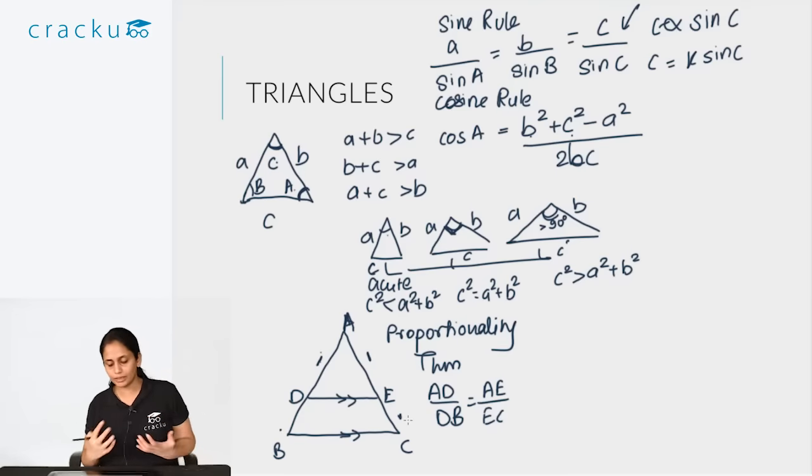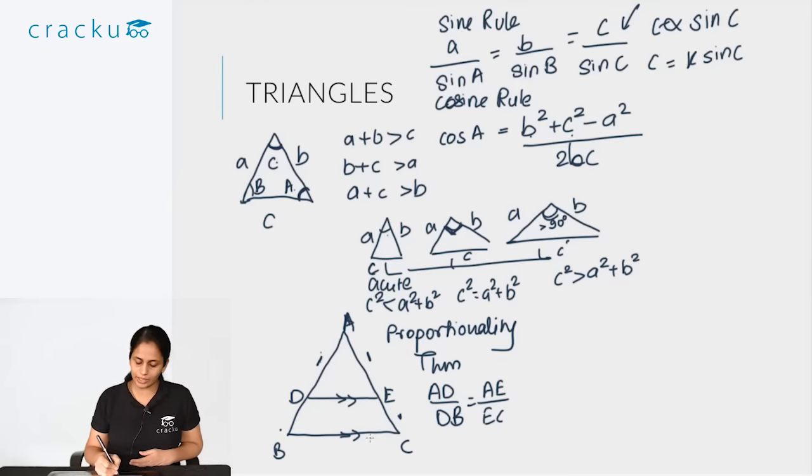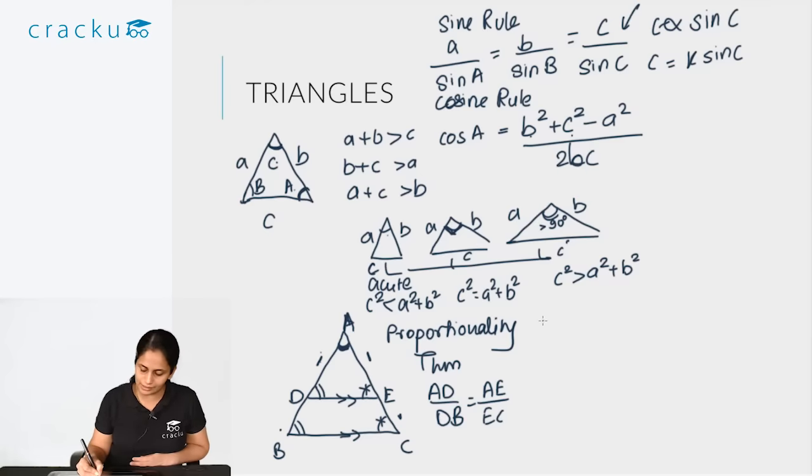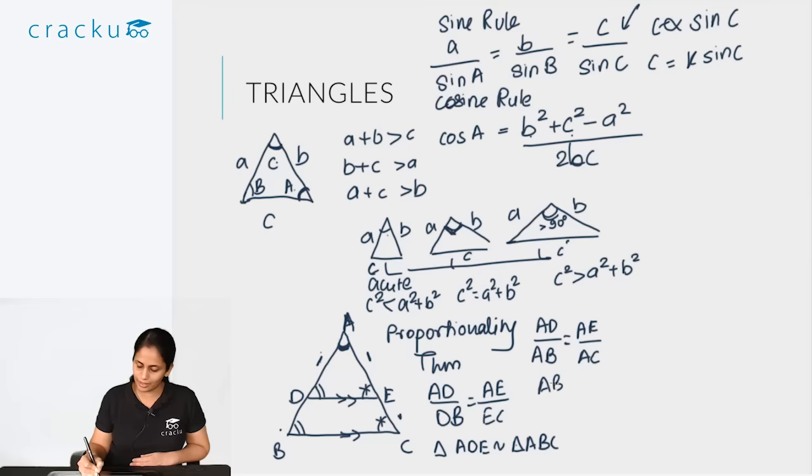If you think of it from a similar triangles perspective, since these two lines are parallel to each other, this angle will be equal to this angle, and this angle is common to both. So because of this, by using the AA property of similarity, I can say that triangle ADE is similar to triangle ABC. So what can you say from this? You can say that AD by AB is equal to AE by AC. Or you can say AB by AD is equal to AC by AE.